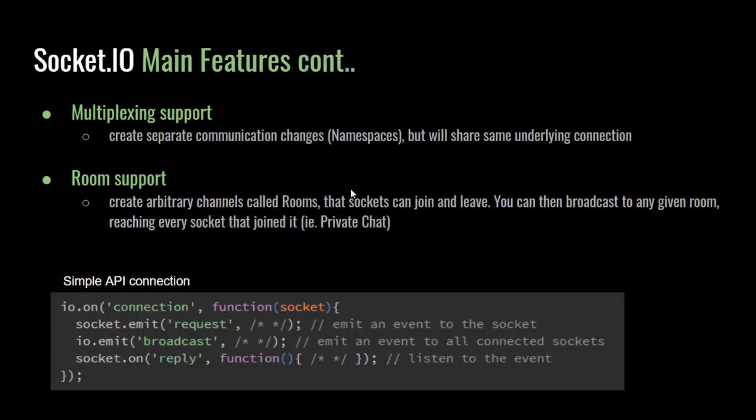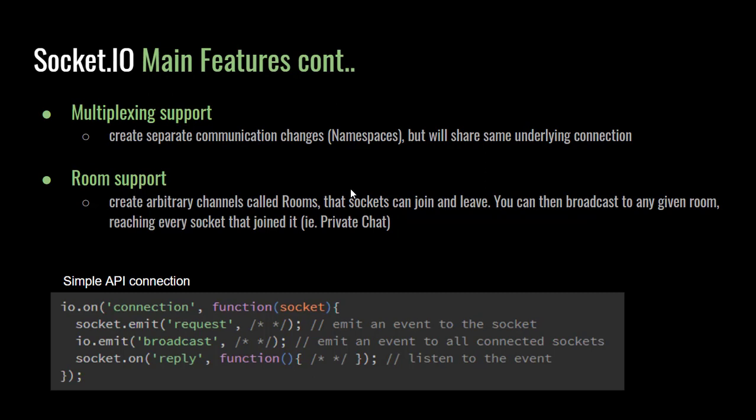Multiplexing support, which is awesome because you can create separate communication channels, namespaces, that will share the same underlying connection. So basically what that means is you can have the same connection and multiple users connected on the channel, and you can go off and do namespaces. With namespaces you can do separate private chats. You can pull people in and do a private chat and protect it against a general chat, right?